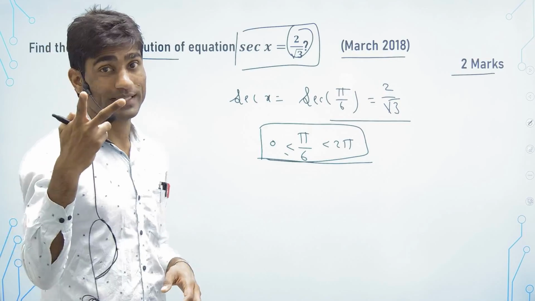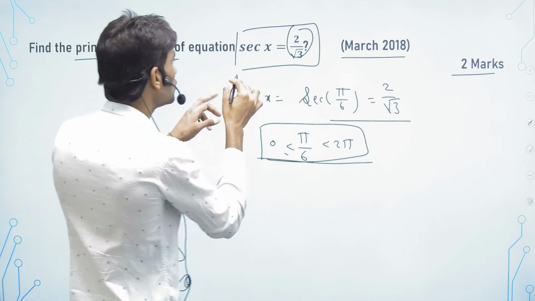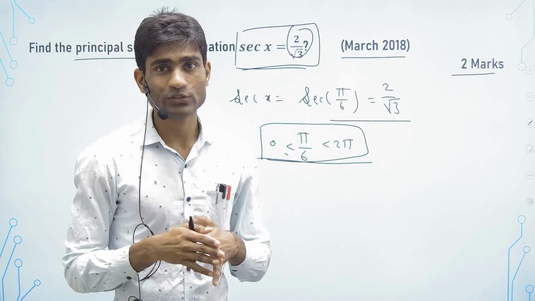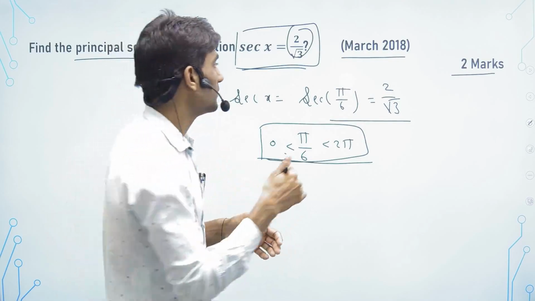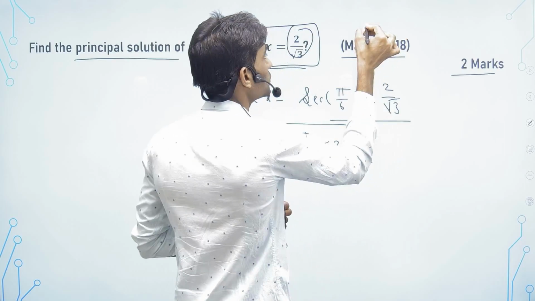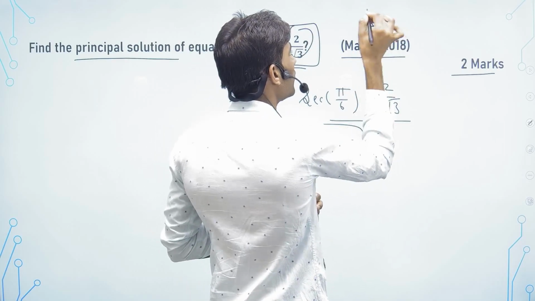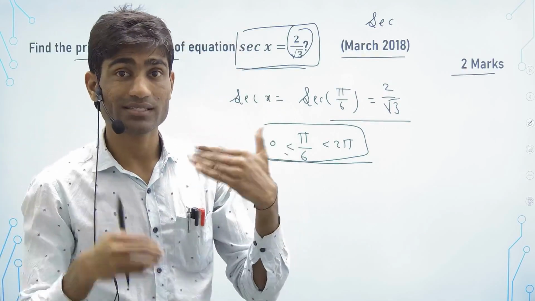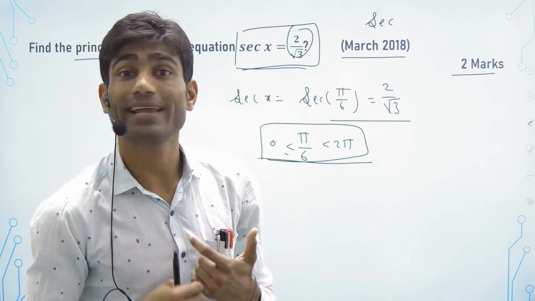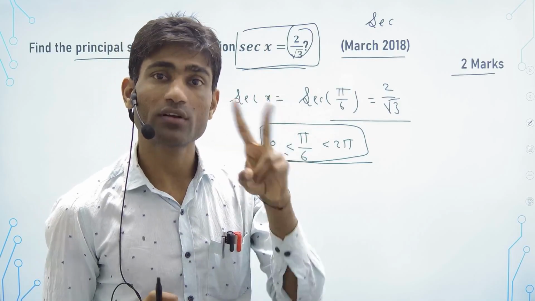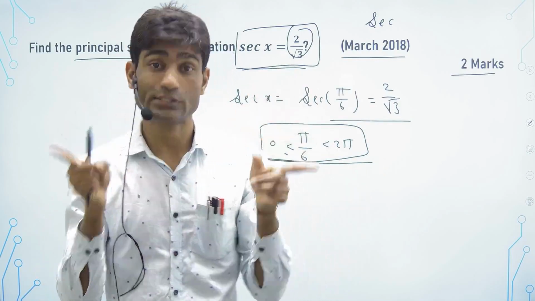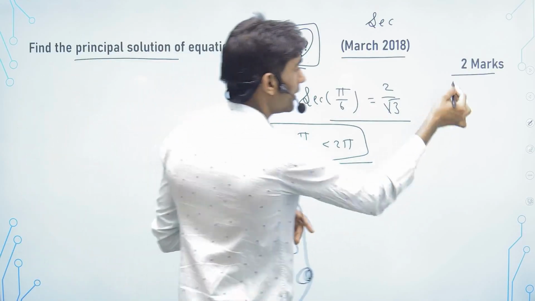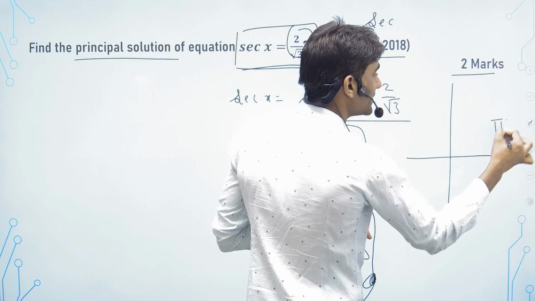Now for the second principal solution, search where sec is positive. We want the positive value for sec, that's why we have to consider the positive allied angle for sec. So we take sec of 2 pi minus theta, which is in the fourth quadrant, where sec is positive. In the second quadrant sec is negative, third quadrant also negative, first quadrant it is positive. But in our first quadrant we got the pi by 6 here.